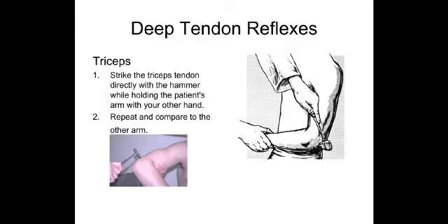Observe the contraction of the triceps muscle and extension. The action of the triceps is extension. Elicit the triceps reflex of the other side and compare it. The root value of the triceps is C6, 7.